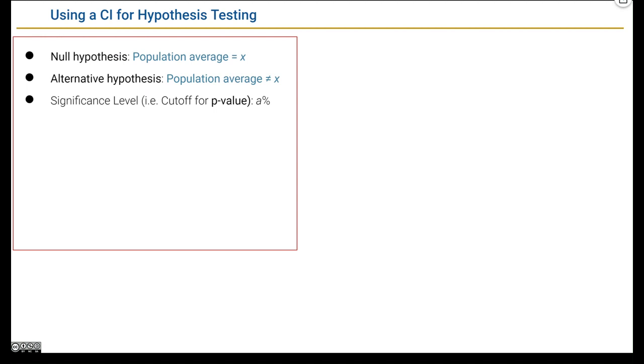So I'm going to suppose I'm doing a hypothesis test. My null hypothesis is the population average is some value, let's say 10,000. And my alternative is that it's not equal to 10,000. I'm just going to call it mu sub naught because that's going to look consistent with the picture I'm about to put up. And suppose I'm going to do this at a significance level of A%.